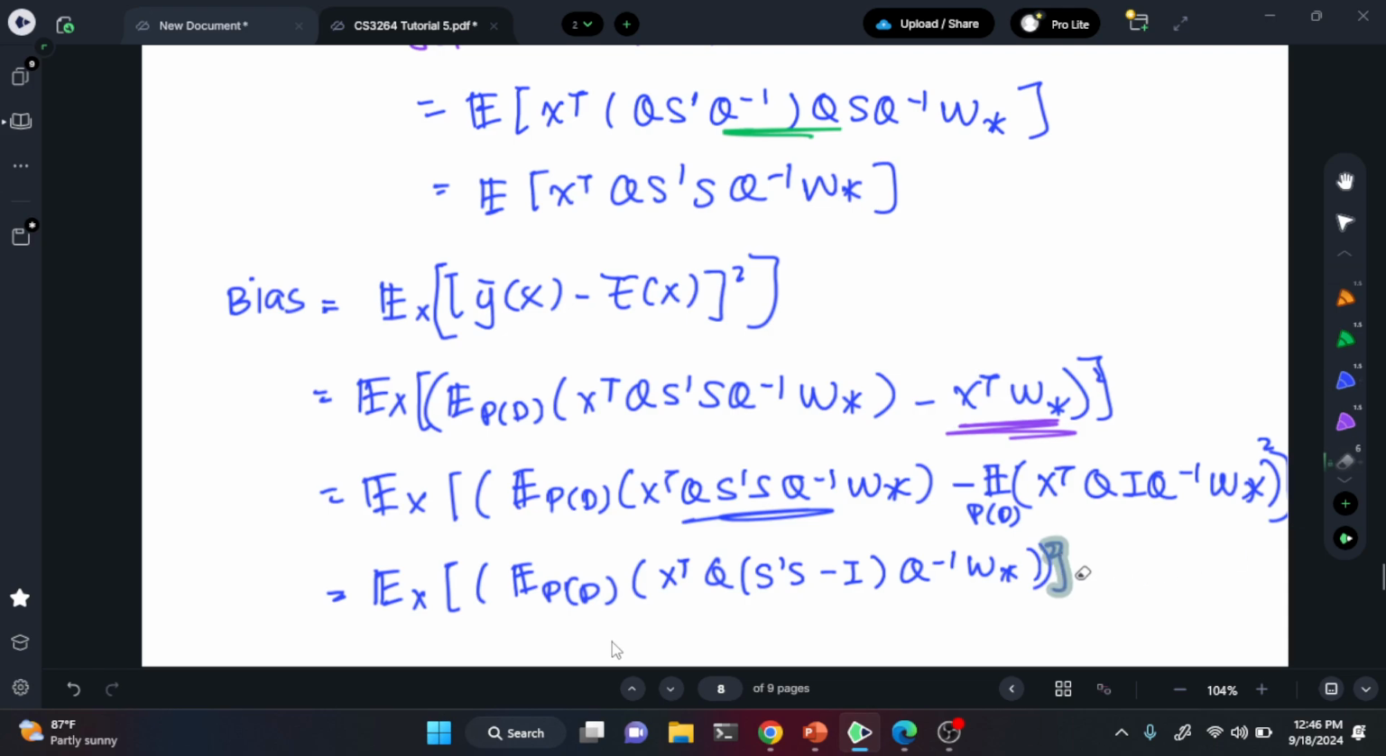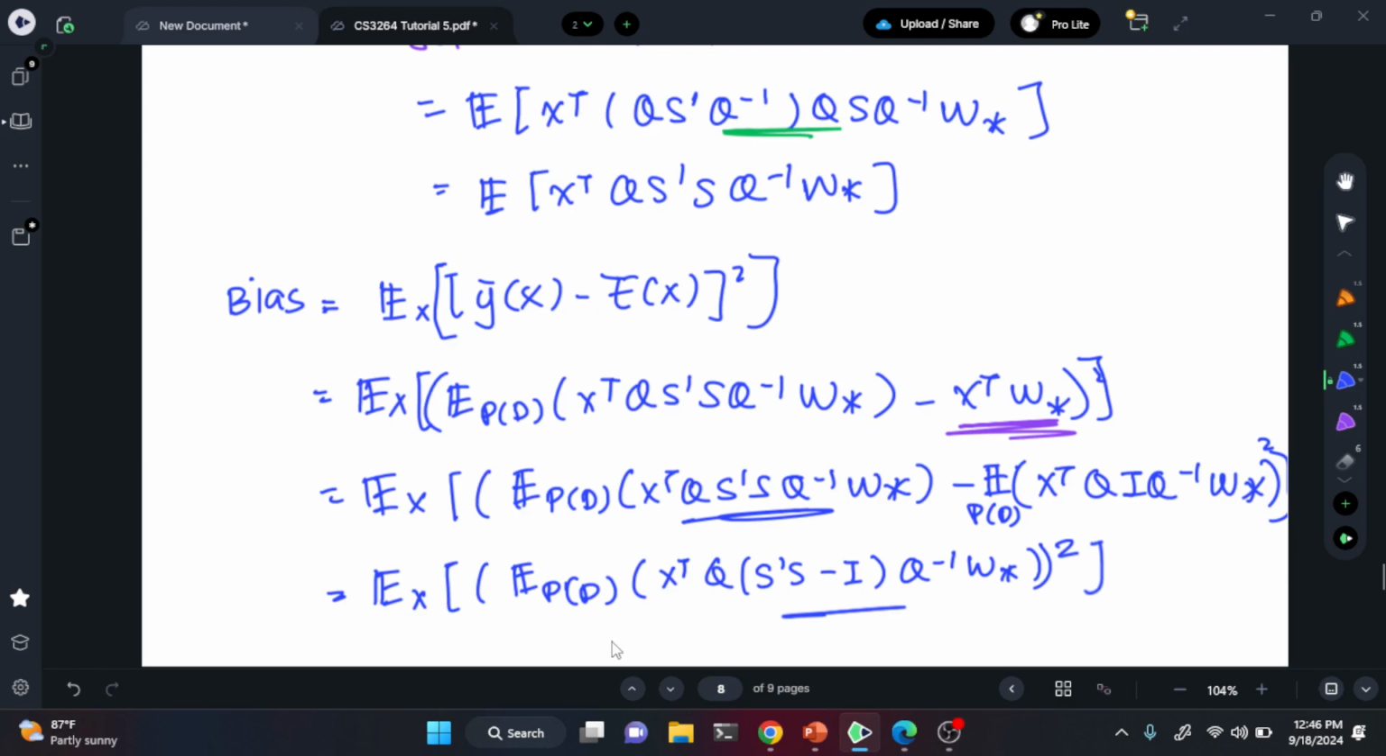Okay, so at this point, it's important to note that because of the linearity of expectations, I can combine these two things together. So this will be the expectation of the first term minus the second term combined. Then I see that the first term and second term both share the same part at the start, and both share the same part at the end. So using the distributive property, I can combine the s prime s minus I together. Okay, so this is essentially what my bias is going to be.